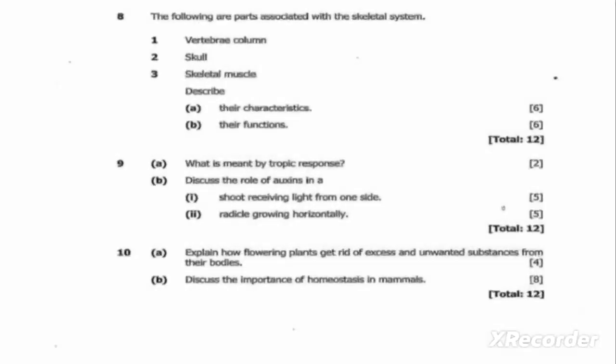We shift to the last part of question 10. Discuss the importance of homeostasis. So homeostasis helps to regulate some substances in the body. It helps to maintain balance. It helps to maintain some factors such as temperature. It also helps to maintain the level of water, called osmoregulation. So the balancing of water is called osmoregulation.